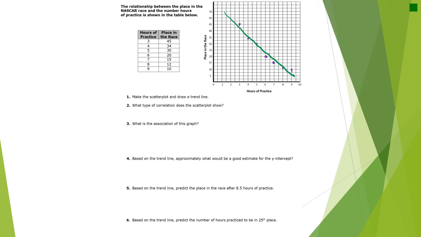So what kind of correlation do you think that this is? My slope is going down, so it's negative correlation. And what's the association? I'm going to say it's moderately strong. Most of my points are pretty close to the line.